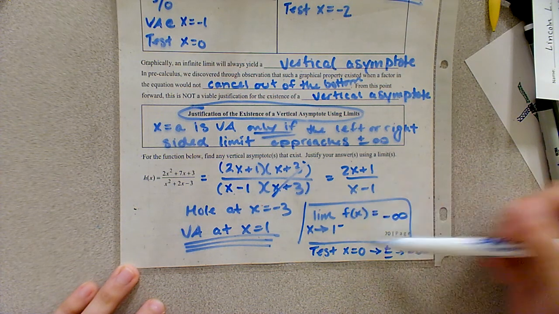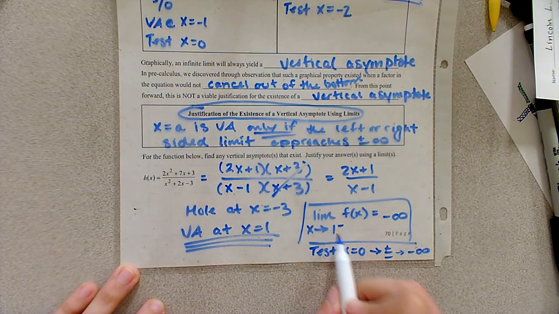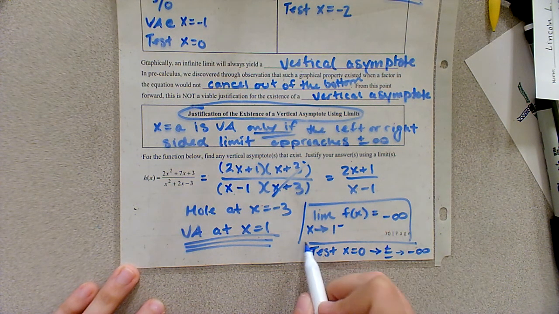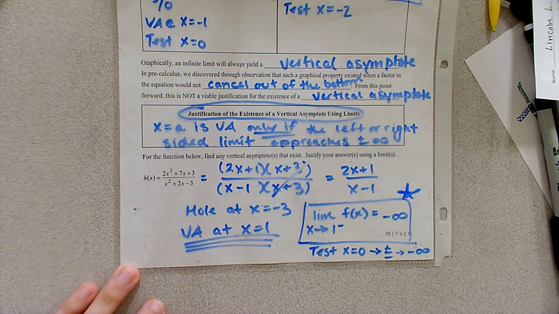So this is our justification. We know we have a vertical asymptote at 1 because as we approach that location, we go down forever. This is what we would refer to as an infinite limit, a justification for the location of a vertical asymptote.